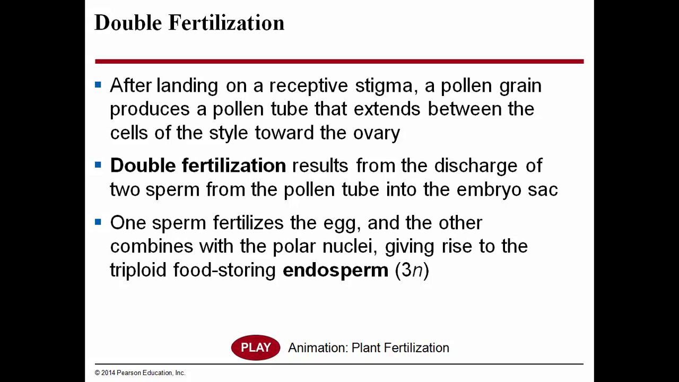Okay, double fertilization. After landing on a receptive stigma, a pollen grain produces a pollen tube that extends between the cells of the style and the ovary. Double fertilization results from the discharge of two sperm from one pollen tube into the embryo sac. One sperm fertilizes the egg, and the other sperm combines with the polar nuclei, giving rise to the triploid food-storing endosperm. The endosperm is the meaty part of the seed. When you're eating beans or corn, you're eating primarily the endosperm of the plant.